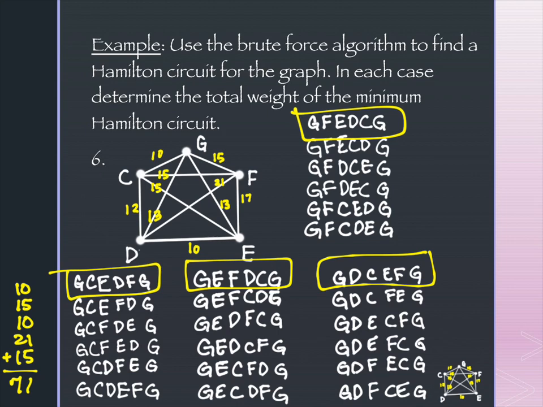The next one, which I don't really have space to do here. Let's just go to the top line first, and then I'll move some things around. All right, G, F, E, D, C, G, the one that I have on the very top. Let's do that one. So what is GF? 15. FE, 17. ED, 10. DC, 12. And then CG, 10.